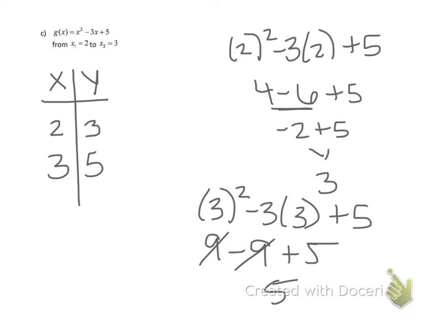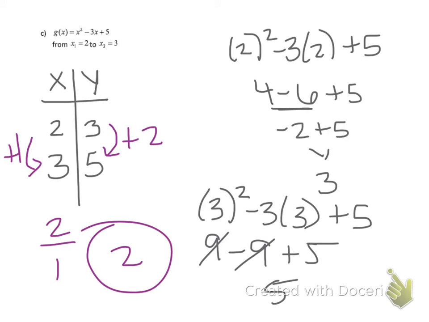So very last step, and this is the easy part. You've done all the hard work now. My y's went up by 2. My x's go up by 1. 2 over 1 will leave us with the answer of 2. So I know that was a lot, but hopefully, again, mostly review.